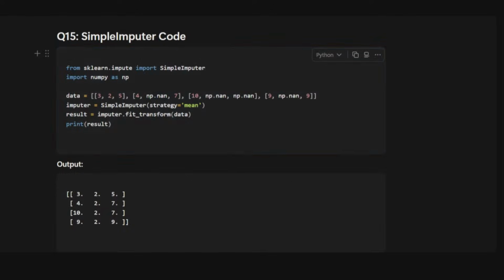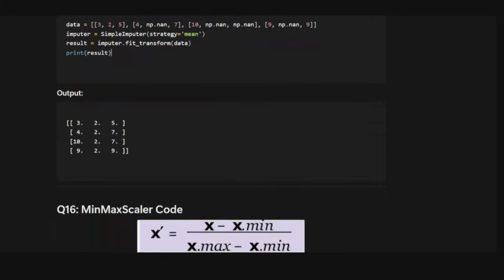You import the library. Since we're using NumPy, because we have to represent that there is no value in that place, instead of writing null, we just use np.nan. After which you write the imputer with the strategy mean. Result, you will fit and transform with that particular data and you'll print the result. So that is with that question.